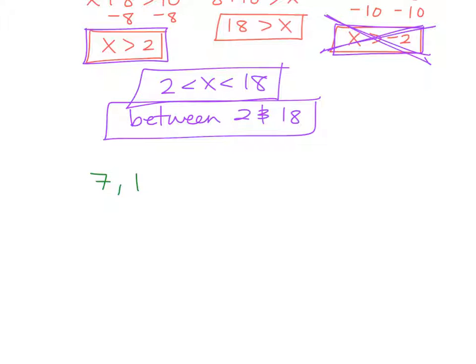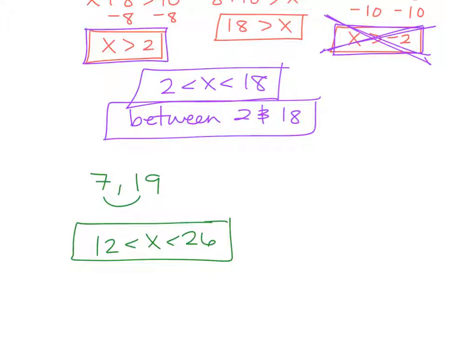So what if I told you that your numbers were 7 and 19, and I want to know the possibilities for the third. Subtract them, you get 12. Add them, you get 26. So your answer is between 12 and 26. Okay? Questions on that?